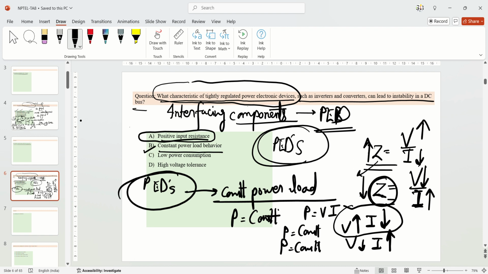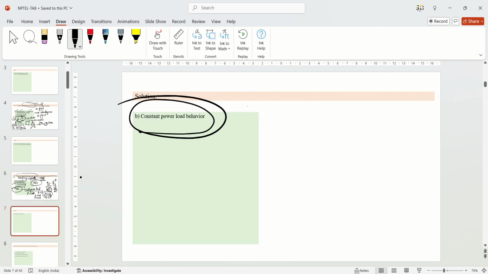So this I will explain. Low power consumption, no. Low power consumption is there, but it is not the characteristic of tightly regulated PEDs. High voltage tolerance, no. The correct option is the constant power load behavior. This is related to the positive or negative impedance criteria, which I will show in the next question.